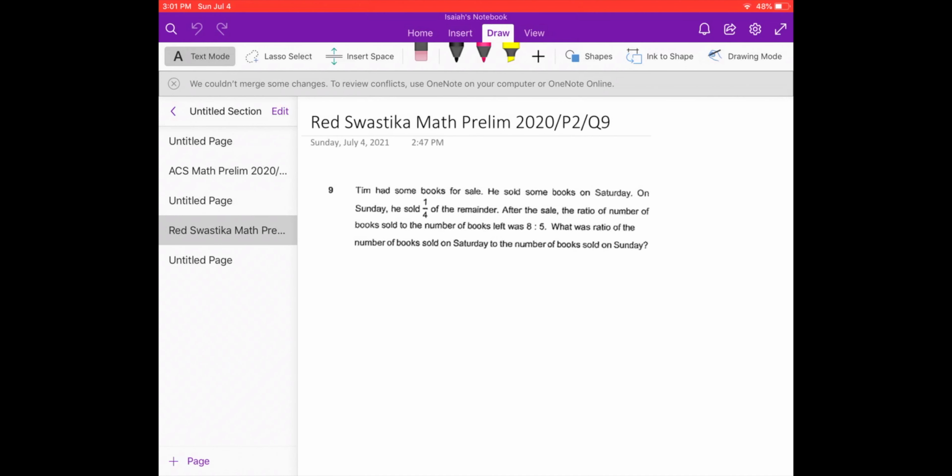Today we are going to go through another question from a 2020 prelim paper. Today we have taken a question from Red Swastika, paper 2, question number 9. Let us now take a minute to run through the question and highlight some important information.